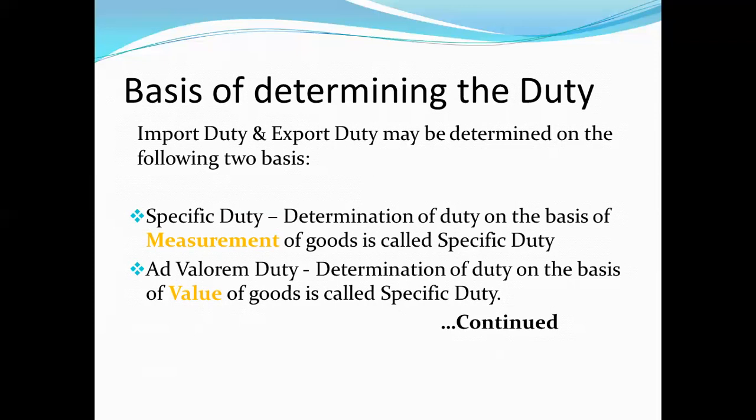For example, let's see that there are two different things. One is a rock and the other one is a diamond. We know that both are formed from the earth, isn't it? But both have different values. Therefore, a rock, if it is imported or exported, will be taxed on the basis of specific duty, because it will be taxed on the basis of weight, ton, quintal, or something like that. But in the case of a diamond, we value it on the basis of its monetary value. How much is the monetary value of such a diamond? That way it will be valued.